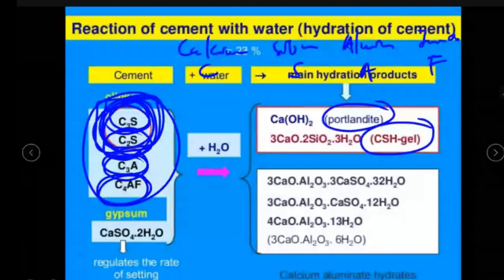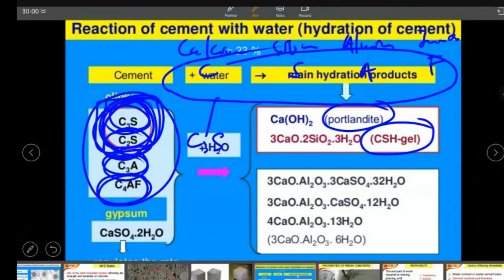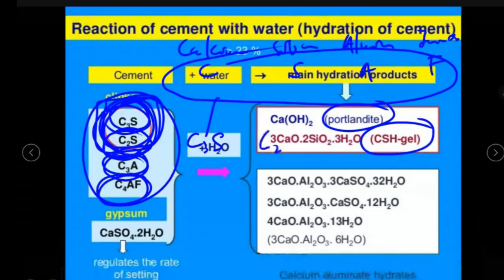So when we burn these things together, we will enter another complex chemical reaction where they will form four main compounds: C3S, which is this one combined with this one but in a different proportion, and then C2S, and then C3A, tricalcium aluminate, and also C4AF. These four main things.